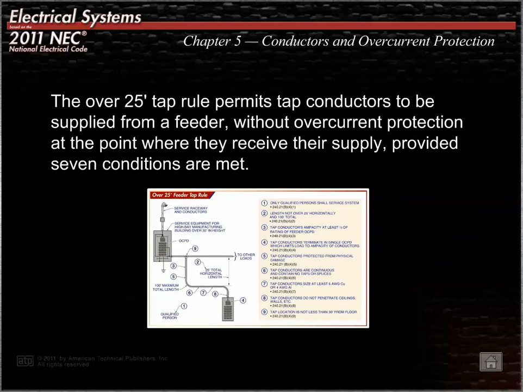Subpart 4 contains tap rules for a specific set of conditions in a manufacturing building. Overcurrent protection at the point the conductor receives its supply can be omitted in the installation for high bay manufacturing buildings with walls over 35 feet in height. There are 9 conditions that shall be met to apply these rules.